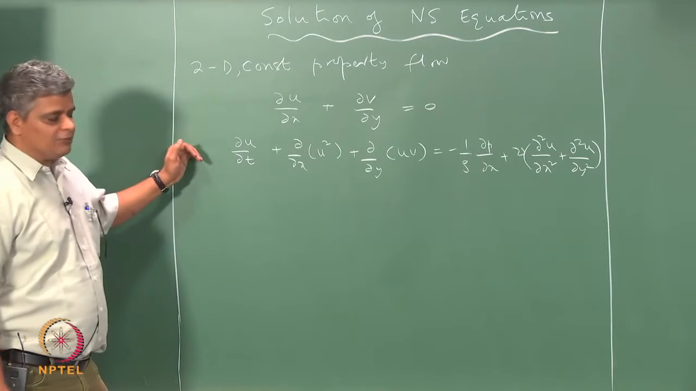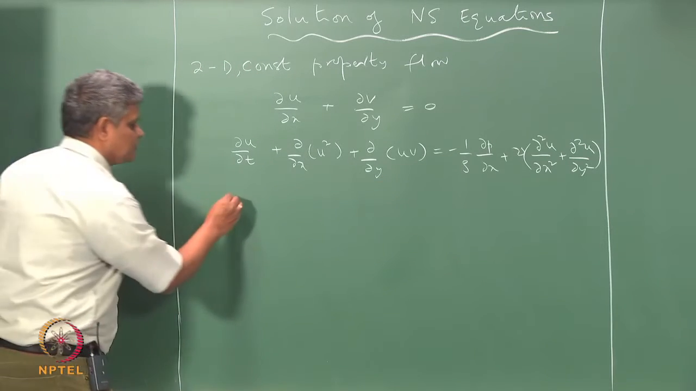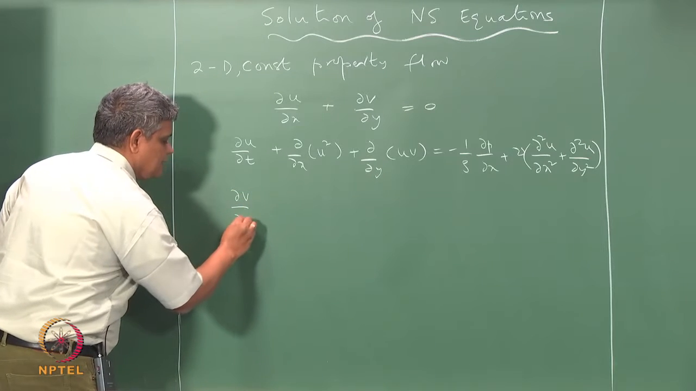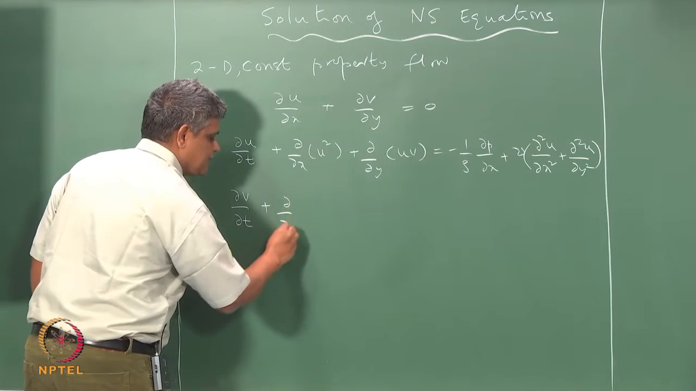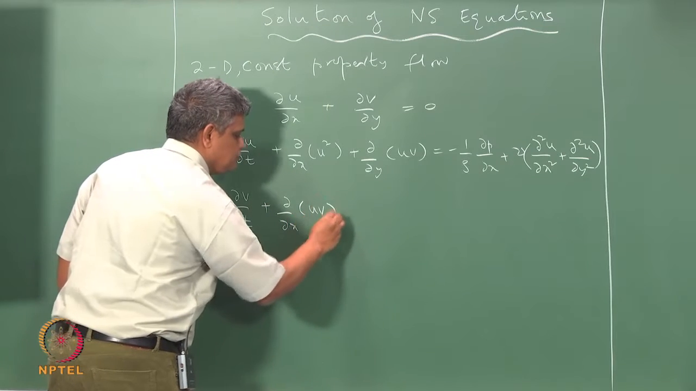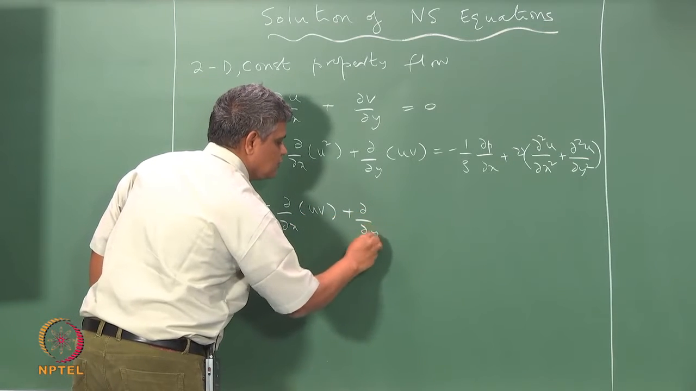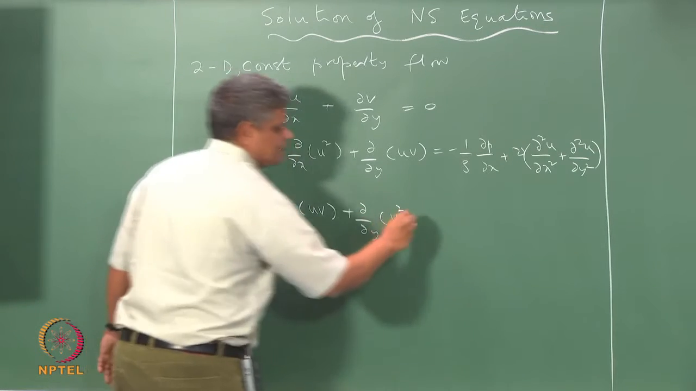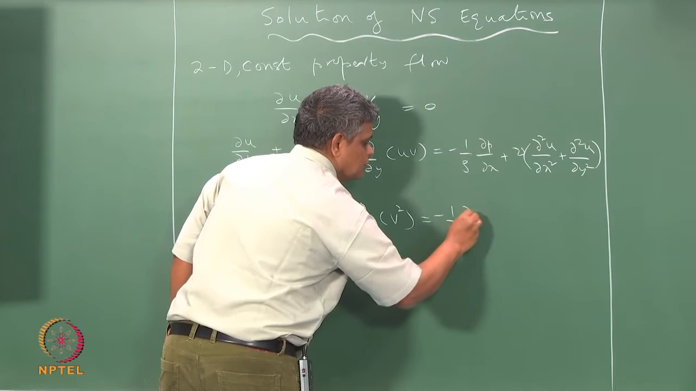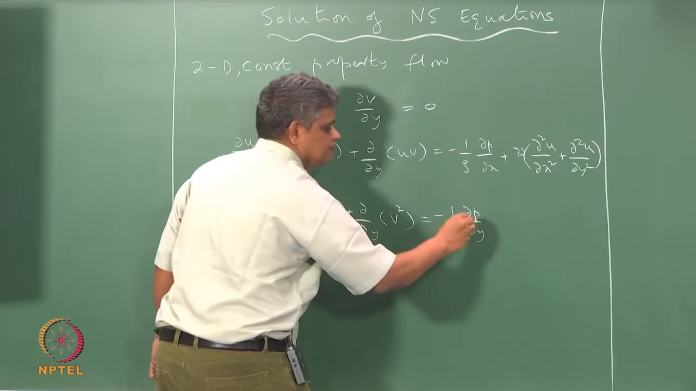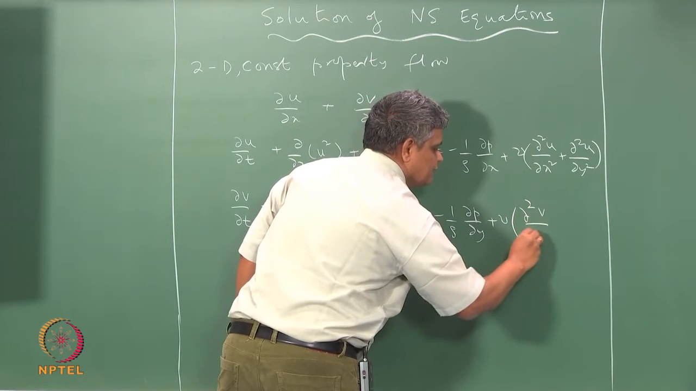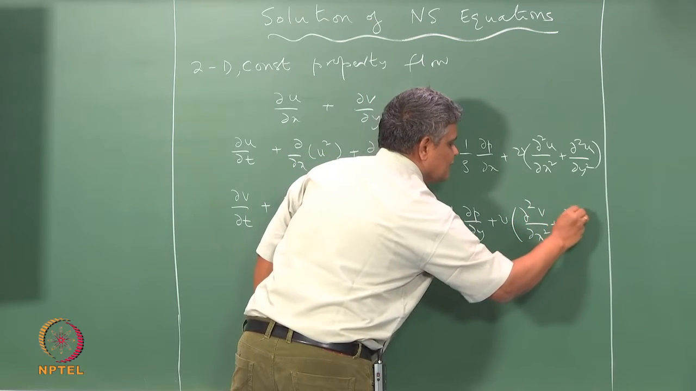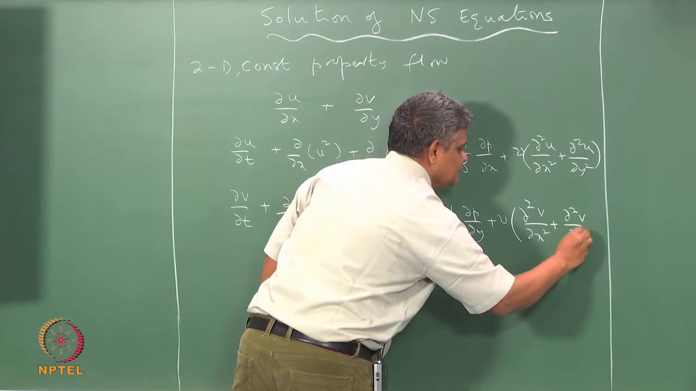So we have an x momentum equation like this, and we can also write the corresponding y momentum balance equation, which can be written as dou by dou x of uv plus dou by dou y of v square equal to minus 1 by rho dou p by dou y plus nu times dou square v by dou x square plus dou square v by dou y square.